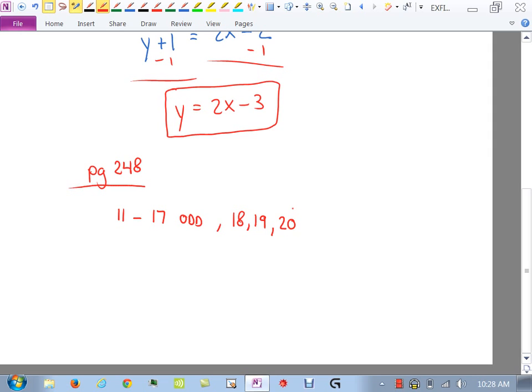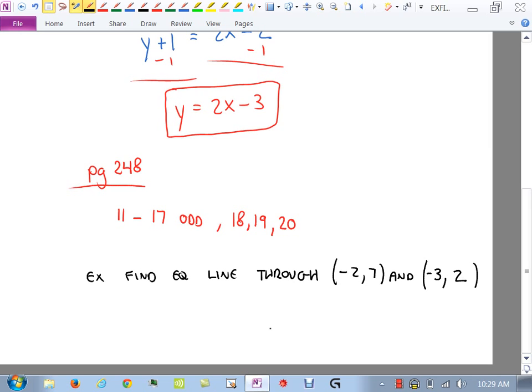Now, for right now, here's what you can do. Your problem is: find the equation of the line that goes through the two points (-2, 7) and (-3, 2). Oh, and when I say find the equation here, I mean in slope-intercept form. So I do want you at the end to put it as y equals mx plus b.